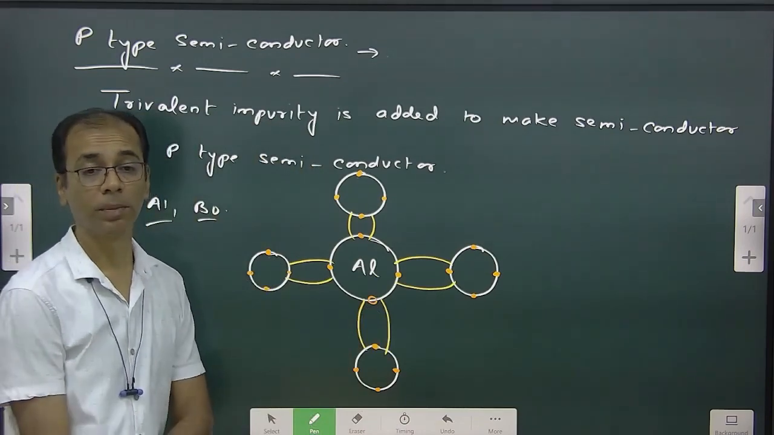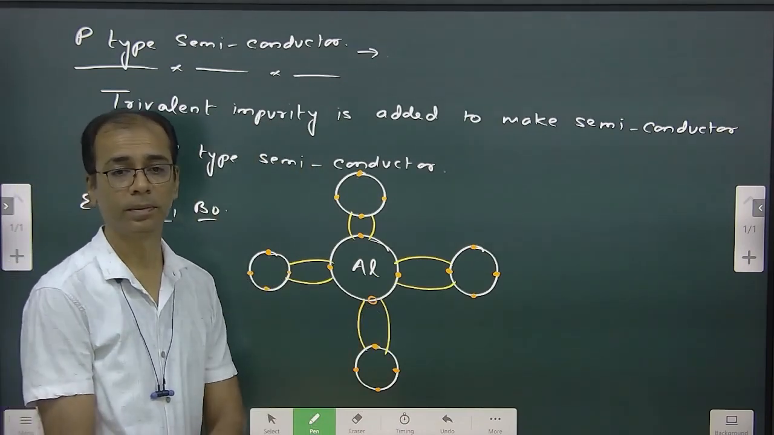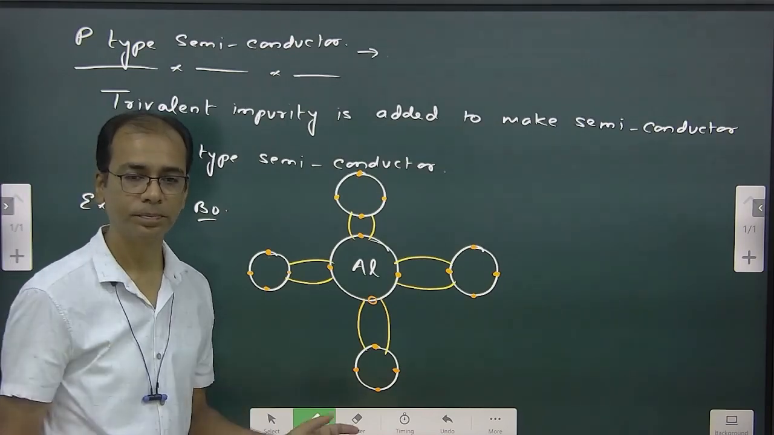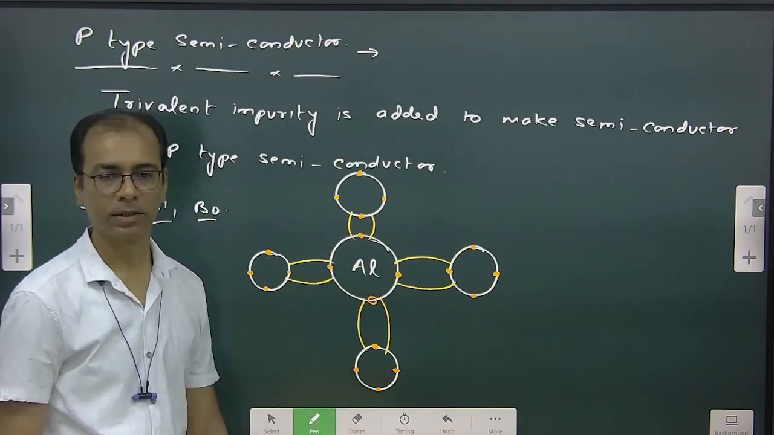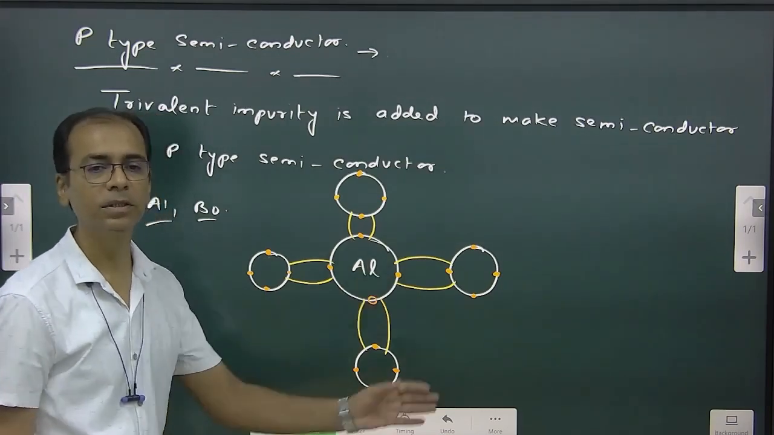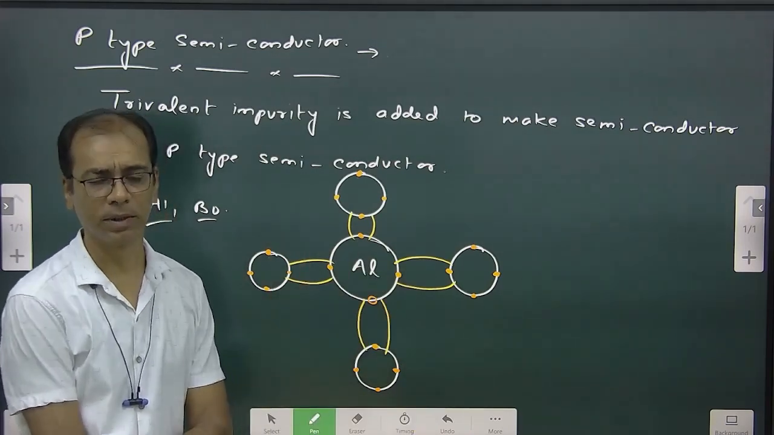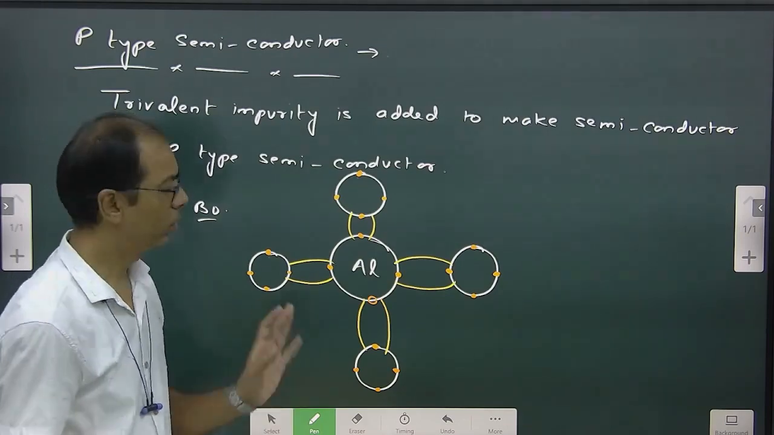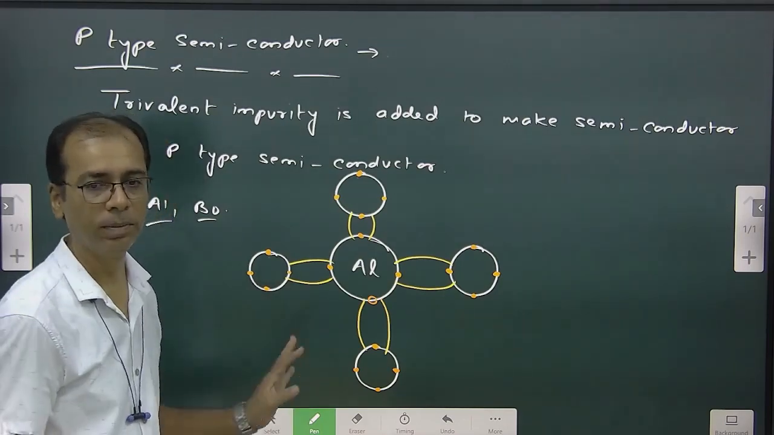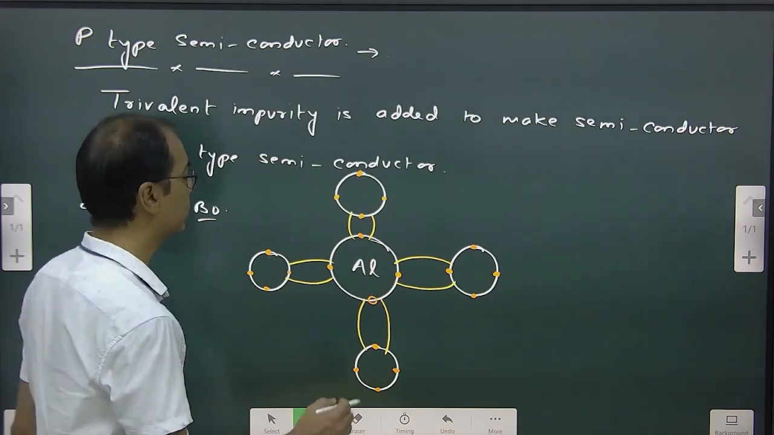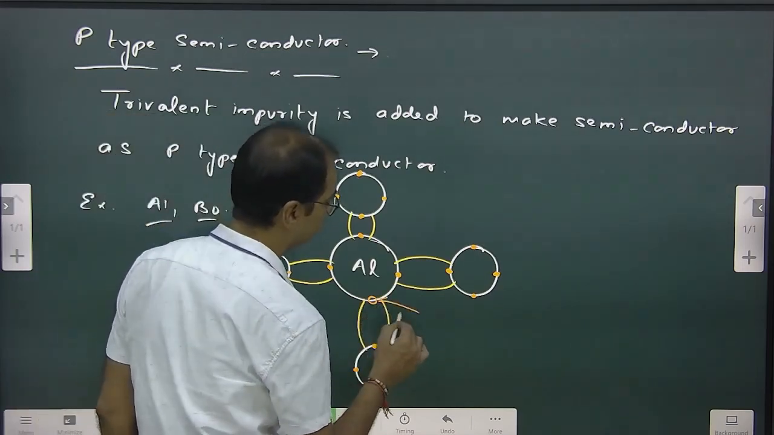To complete the covalent bond, what will happen? Electrons from other places, other atoms, will come and jump over here when slight energy is given. At 0 Kelvin, if we talk, this is how it is. There will be a vacancy in that, and this vacancy only we are calling as what? Hole.